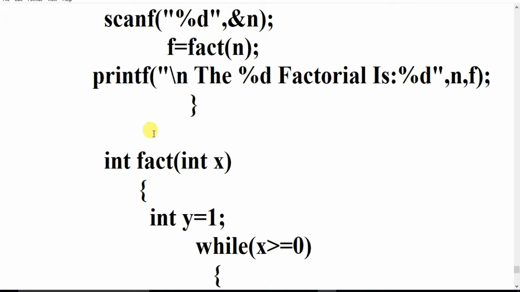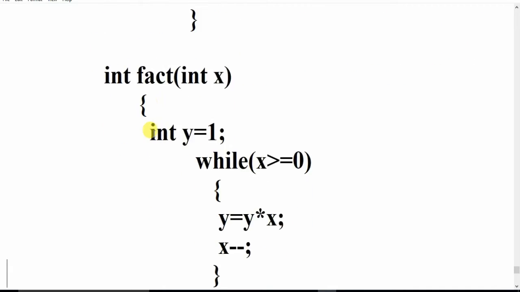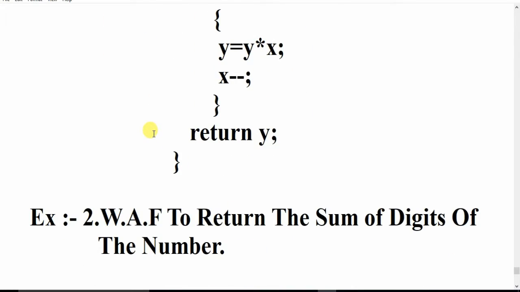Once the function has been defined, you can call it n number of times. Next time you can call this function with fact of n1, fact of n2, like that n number of times. That is the advantage of the functions mechanism. Now our next example is: write a function to return the sum of digits of a number.